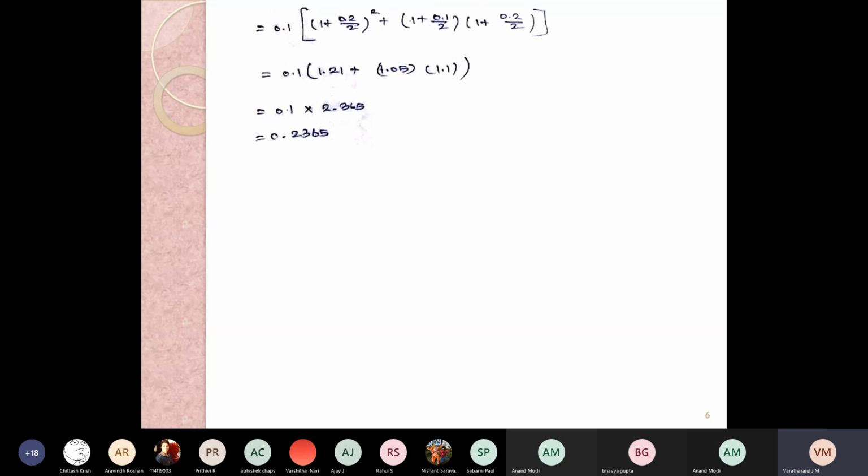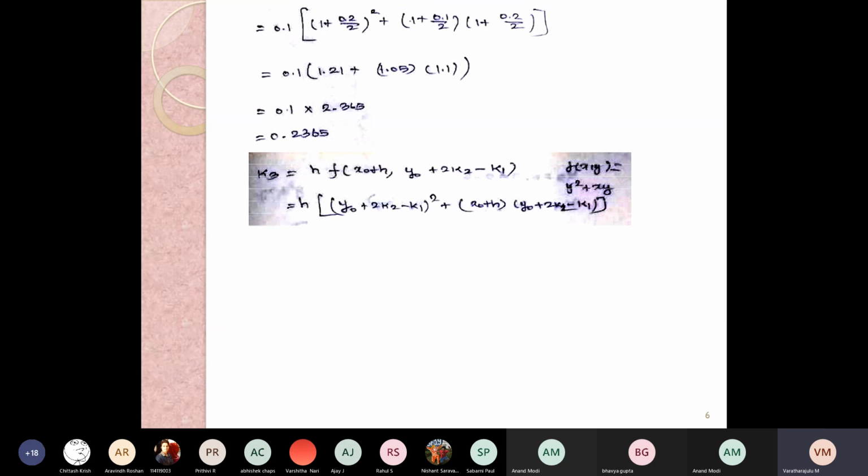Yes, the K3. Good. K3 is equal to h into f of x naught plus h, comma y naught plus 2k2 minus k1. Please remember, we need to add 2k2 minus k1 with the y naught, and we need to add h over x naught. With the aid of this modification, y square plus xy becomes as was given in the K3.